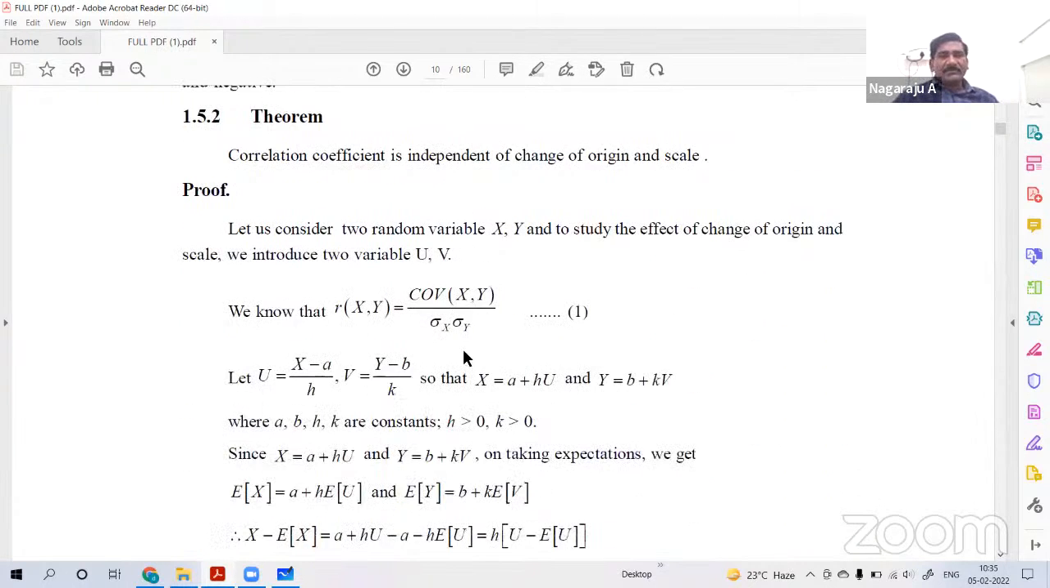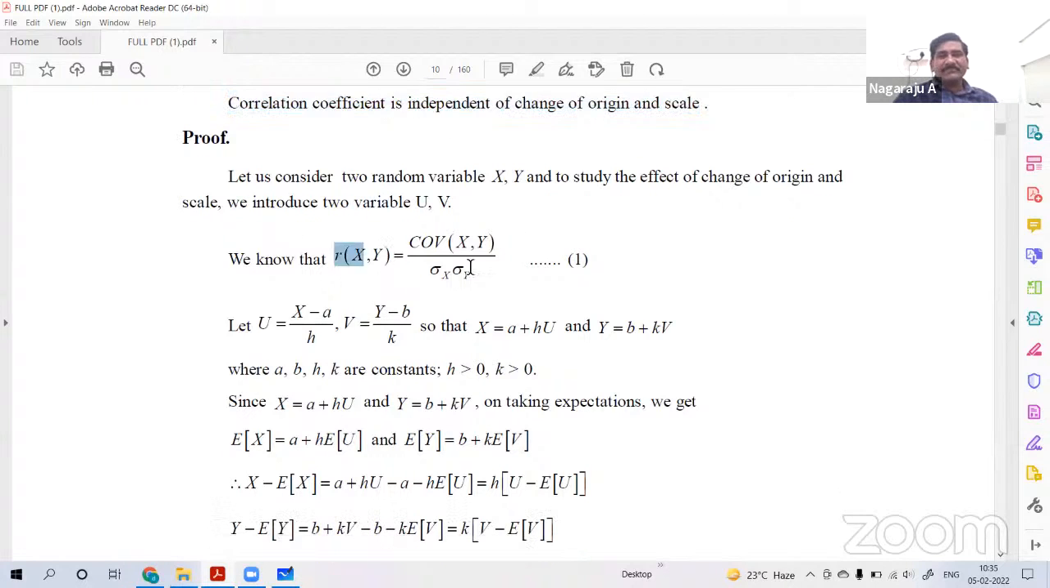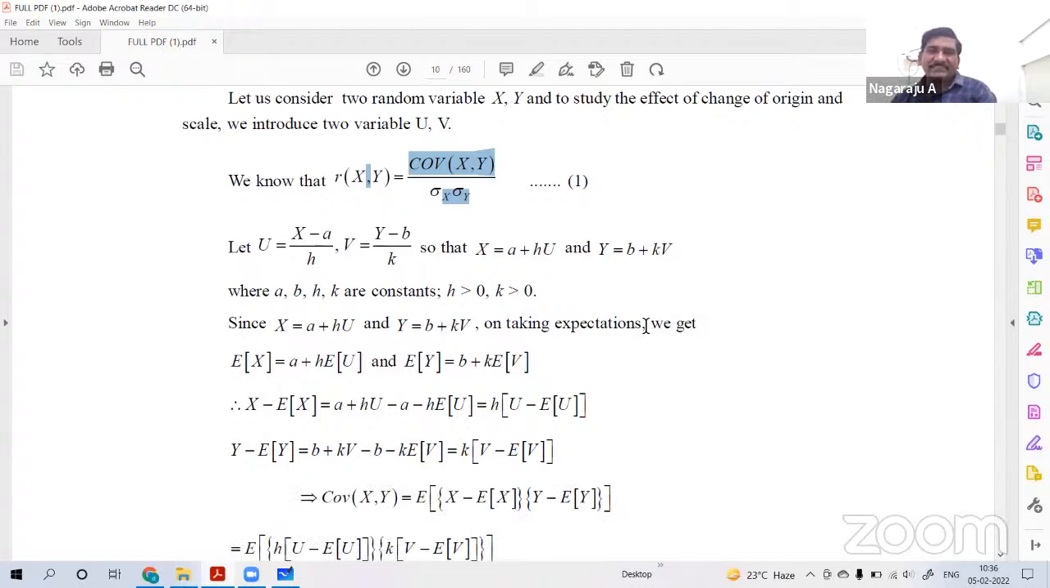Now, one thing: the correlation coefficient is independent of changes of origin and scale. We know the formula for the correlation of X comma Y is the covariance divided by sigma X into sigma Y. Now take U equal to X minus A by H and V equal to Y minus B by K. So X equals A plus HU and Y equals B plus KV. This is a theoretical analysis.